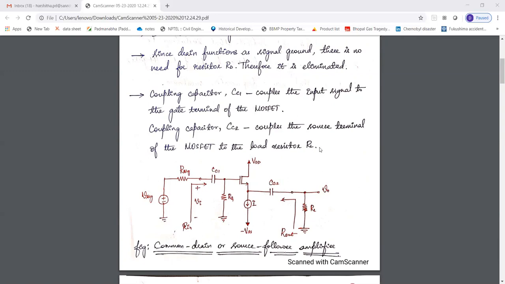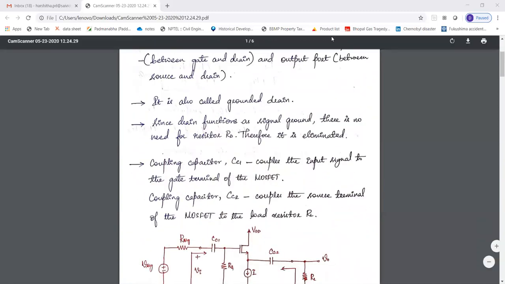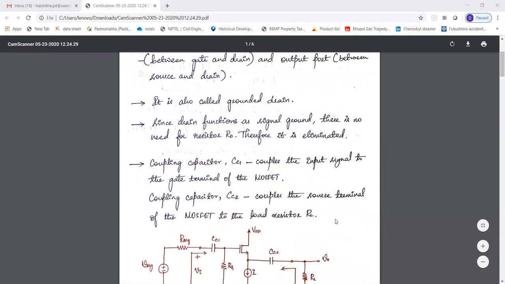So this is the function of the coupling capacitors CC1 and CC2, and you should note why there is an absence of RD, or why the resistance RD is eliminated: because the drain will function as a signal ground. RD is eliminated, and it is also known as grounded drain configuration. Please make a note of it and understand why it is called common drain, because the drain terminal is common to both input port and the output port. So in brief, this is about the basic part.